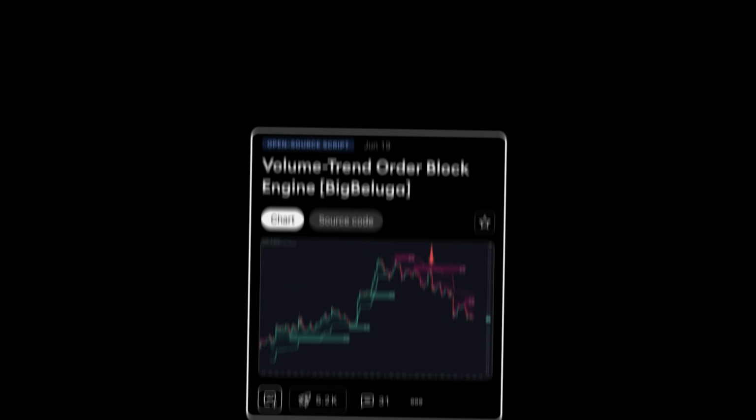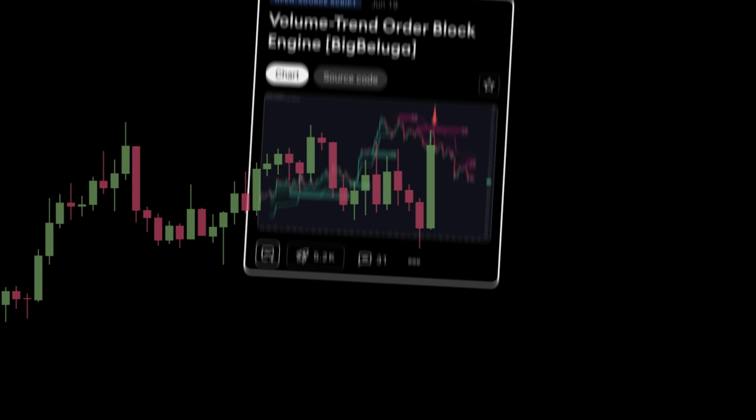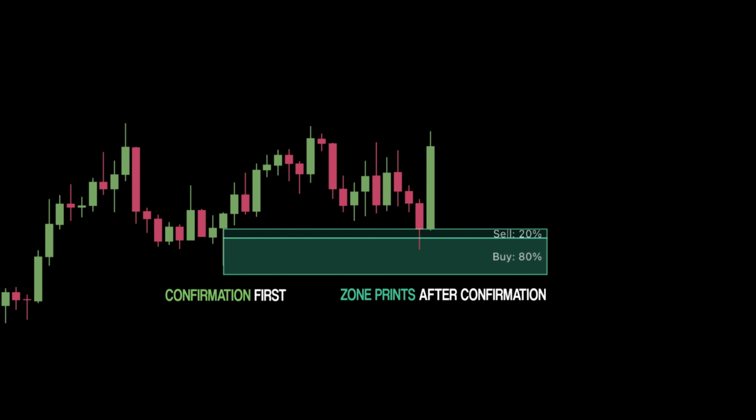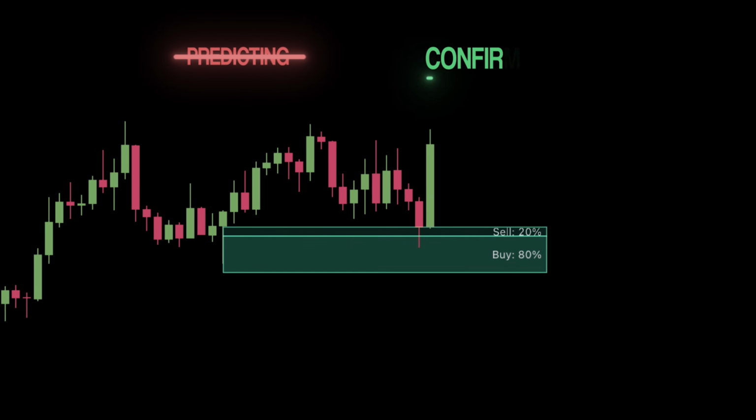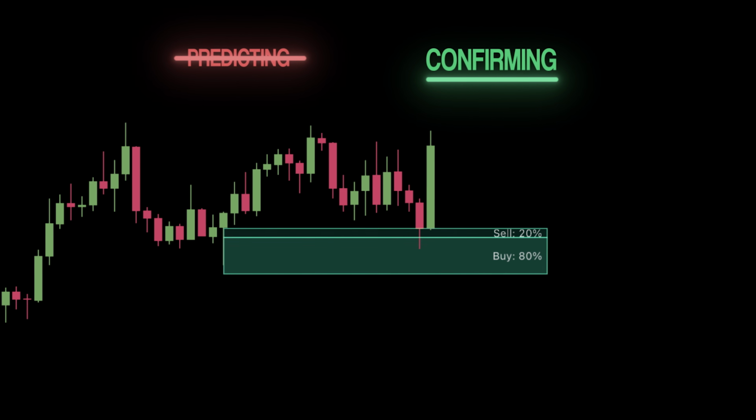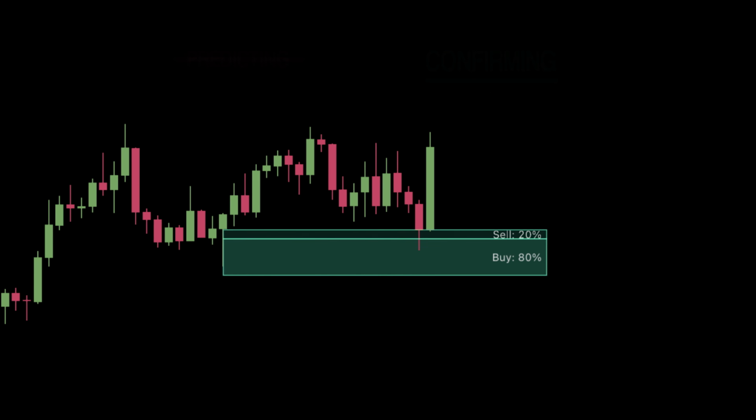One honest thing worth saying, this indicator needs a handful of bars to confirm a swing before it draws the zone, so you're always seeing the picture slightly after the fact, not predicting it in advance. It's telling you what already happened with real conviction behind it, not what's about to happen next.